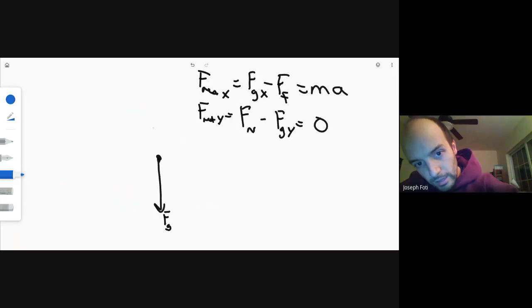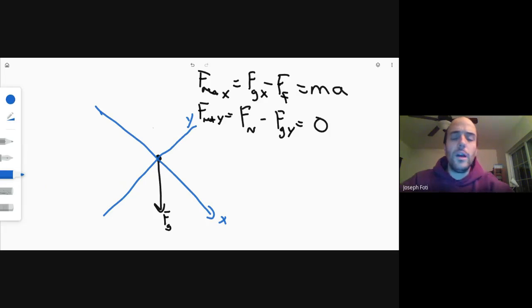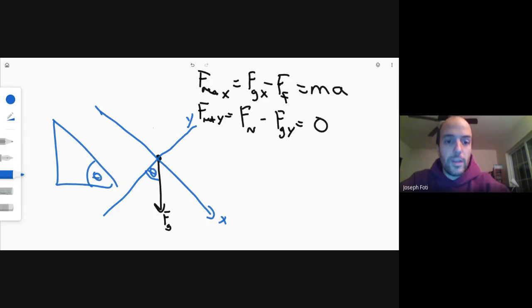So remember, this is y, and this is x. Okay, now through some geometry, I guess is the best way to put it, we find that this angle right here is actually our theta. So if we have our thing here, here's theta, those two angles are the same.